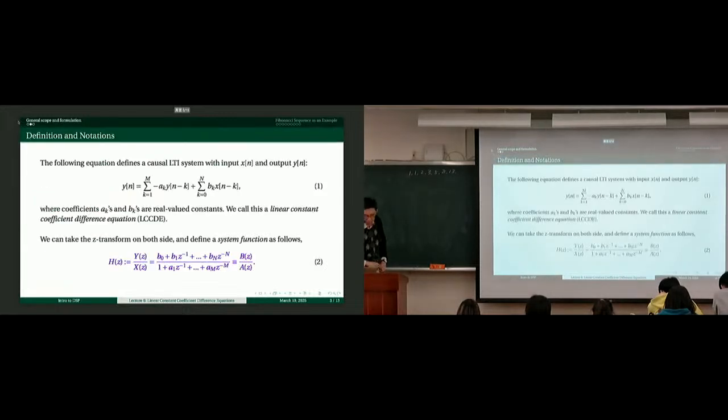So the first thing, general scope, let's begin with definitions. Okay, so just take a look at this equation.